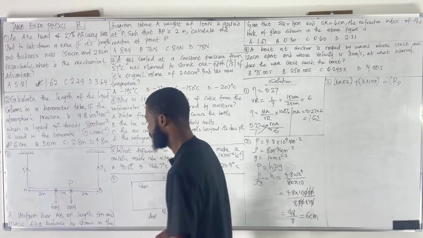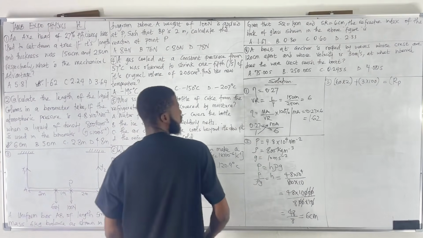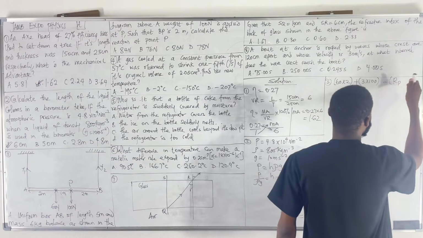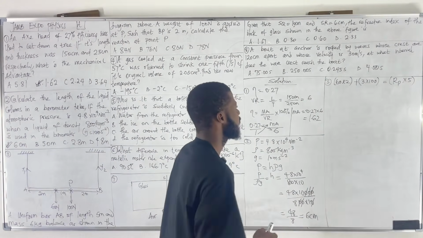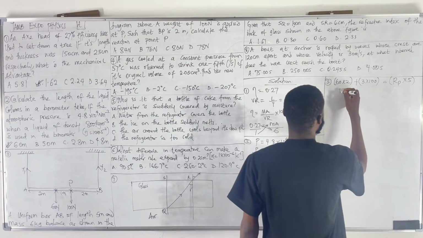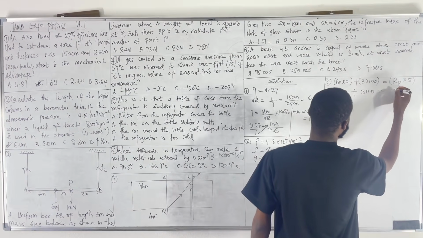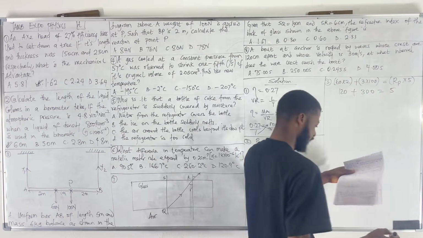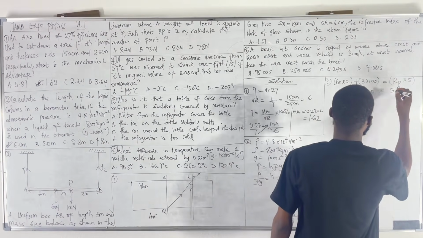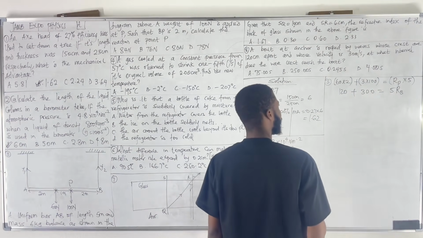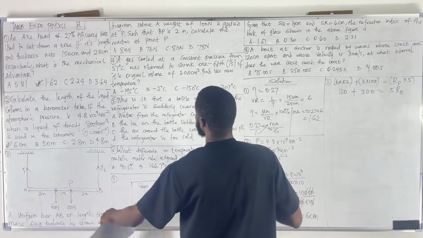So the total distance here is 5. So this is the reaction times 5. That's what we're going to be getting. So 6 times 20 is 120. And then 3 times 100 is 300, equal to 5 RB. Okay, yep, I think that's better. Reaction at B.